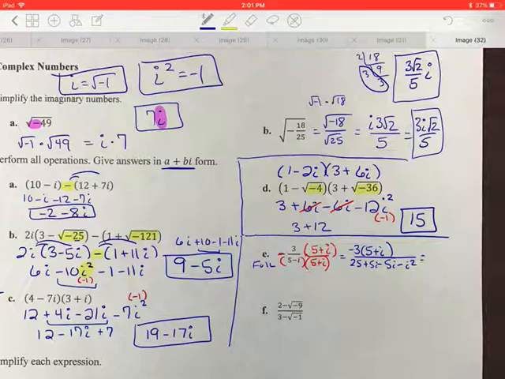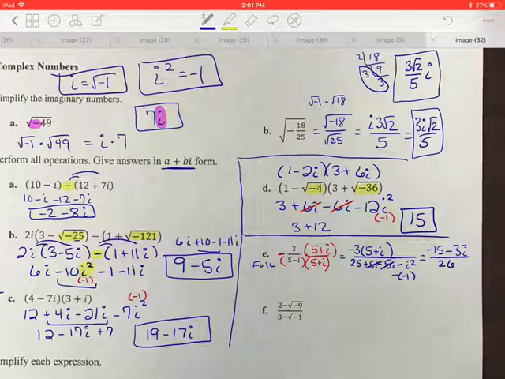So if I distribute the negative 3, that's negative 15 minus 3i. On the bottom, those middle terms cancel, and I get minus i squared, but remember that's minus a negative 1. So I end up with 25 minus negative 1, which gives me 26.